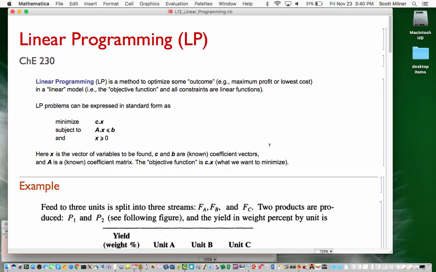And if that's true, then the linear programming problem can be expressed as minimizing some vector c dotted into a vector of variables x, subject to some matrix dotted into the same vector of variables being less than some vector, and typically the values of the vector of variables all being positive, as is usually the case. This is still pretty formal, and so let's consider a specific example.